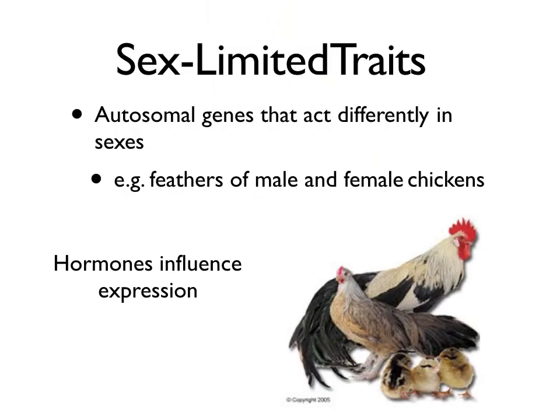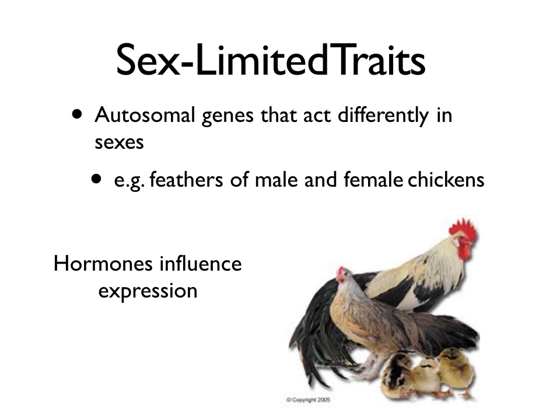Now, 2 last things I want to touch on. Unlike what I was just talking about, sex-linked traits, there are 2 other categories of traits that are linked to the sex of an individual. And these are sex-limited and sex-influenced. So sex-limited traits are genes that are found in the autosomes. They're not on the X or the Y in humans or in the Z or the Y in birds. They are on one of the autosomes, one of the non-sex determining chromosomes. But they are expressed differently in different sexes.